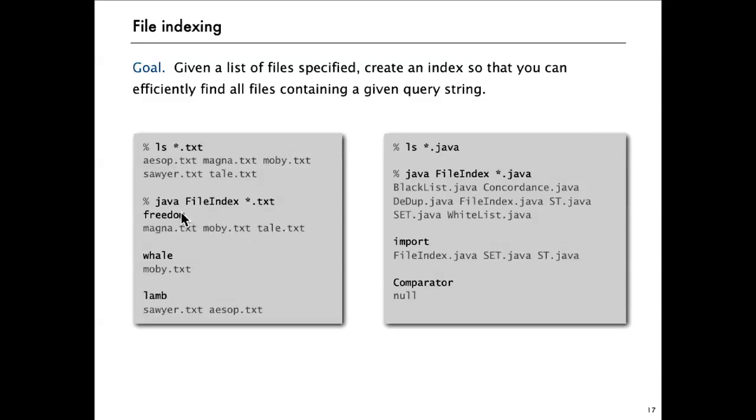For example, the word freedom appears in the Magna Carta and in Moby Dick and in A Tale of Two Cities, all 3 of them, but not in Tom Sawyer and not in Aesop's Fables. The word whale appears only in Moby Dick. The word lamb appears both in Tom Sawyer and Aesop's Fables, and so forth. So we're looking for a piece of information somewhere on a computer, and it'll give us the names of the files that contain that information.